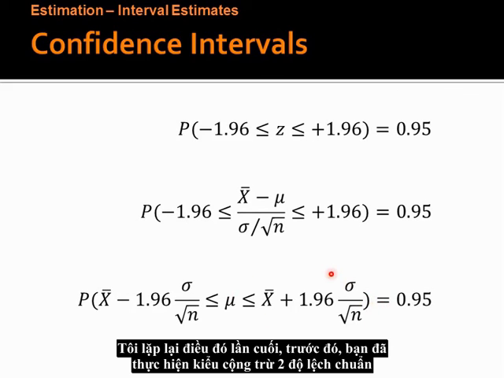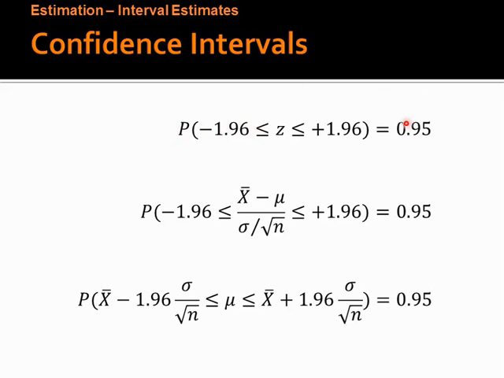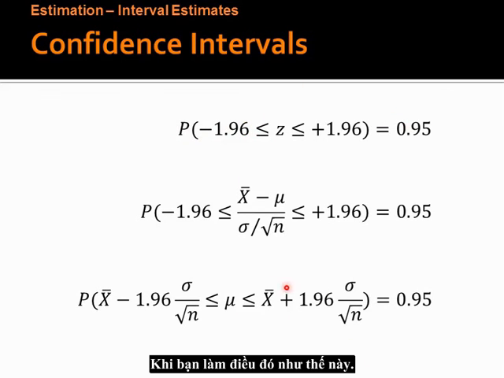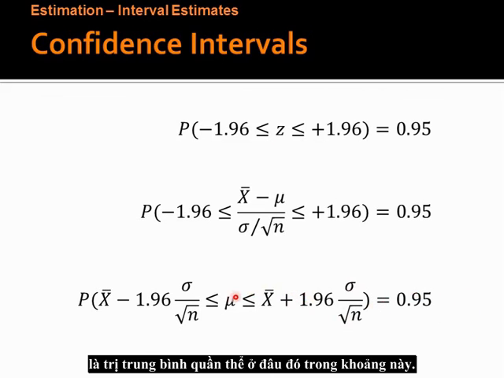Okay, I repeat that one last time. Earlier, when you did mu plus minus 2 standard deviations or 2 standard errors, what that meant was that within this range lies 95% of the sample means. When you do it like this, x bar plus minus about 2 standard errors, I'm saying that within this range, I'm 95% sure that the true population mean is somewhere within there.